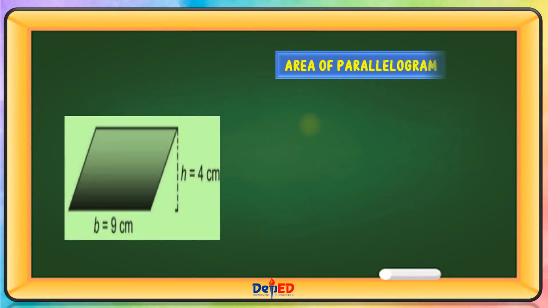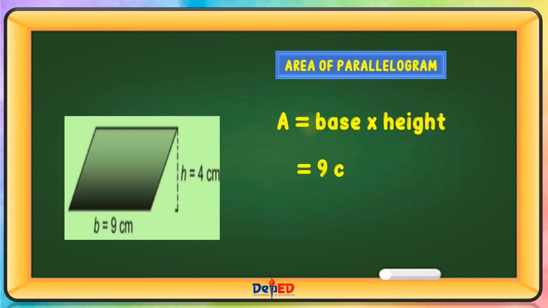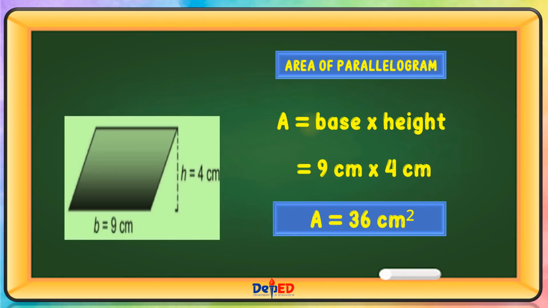Area of parallelogram. Ang ating formula ay base times height. 9 cm times 4 cm equals 36 centimeters squared.